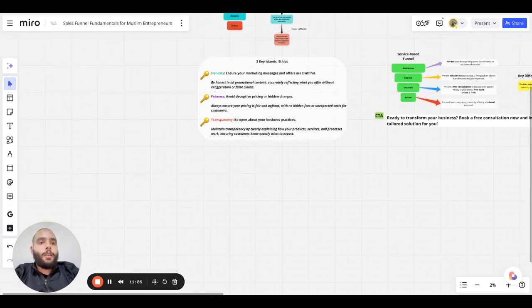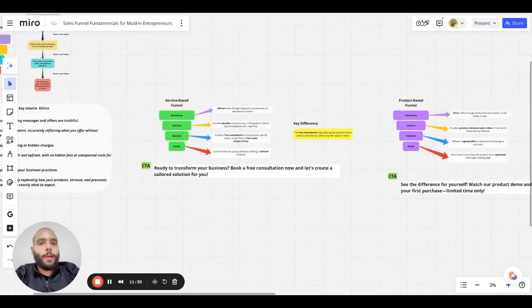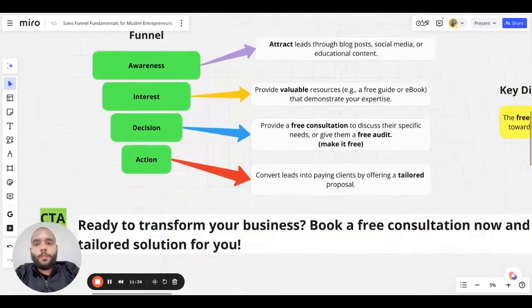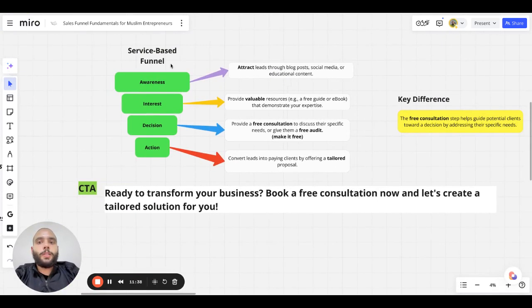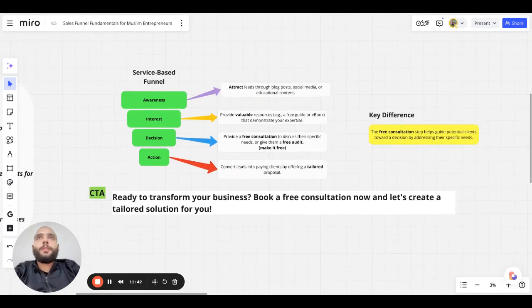Okay. And what I went ahead and did for y'all, I made a mock funnel of a service and a product based business. So it has the same four steps: awareness, interest, decision, and action. With a service based business, let's say you're a marketer, you added thumbnails, added videos. Regardless, you offer services, right? You attract leads through blog posts, social media, or educational content. So you're just making content. That's how people are getting in.